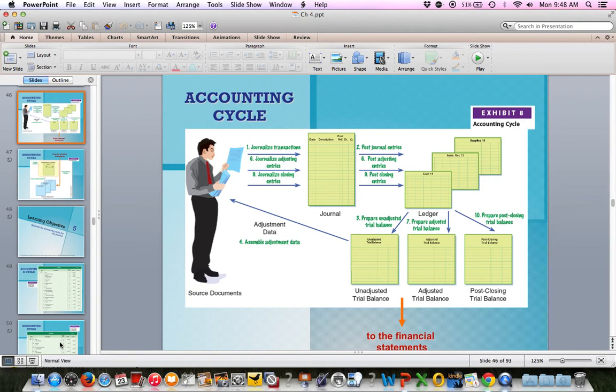So you can see we start out with number 1, journalizing transactions. Number 2, posting to the various accounts. Number 3, preparing the unadjusted trial balance. Number 4, assemble adjustment data, right? Make sure that we are recording all revenues earned in the accounting period. We match those against all expenses incurred in the accounting period. So make those entries. That was step 4.